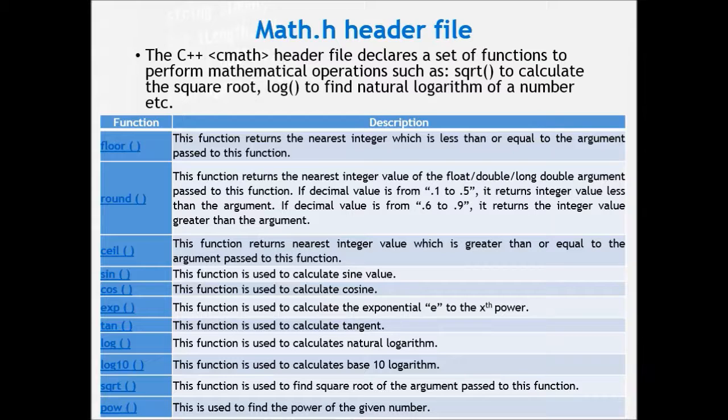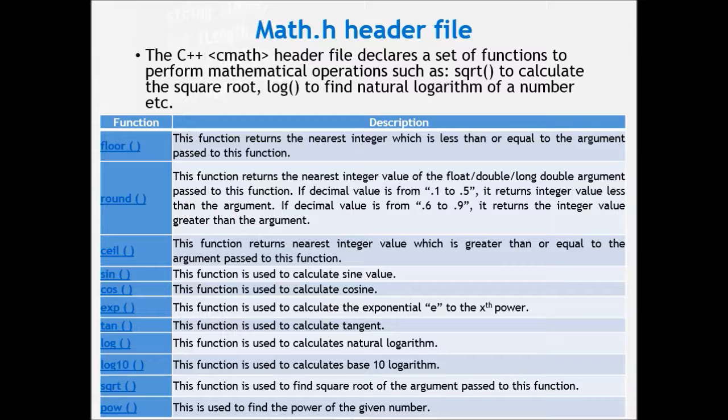log. The log function is used to find the natural logarithm of a given floating point value. log10. The log10 function is used to find the base 10 logarithm of a floating point value. fmod. The fmod function is used to find the remainder by dividing two floating point values.